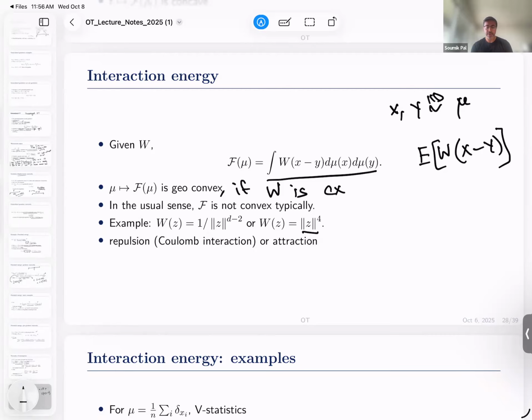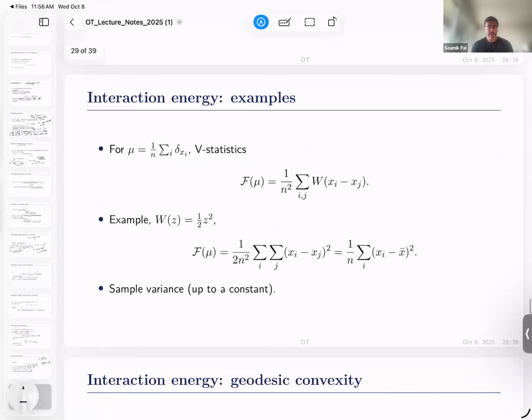So this is a very common interaction in physical models. They also come up in statistics. You may have heard of this very common model estimate in statistics called U statistics and V statistics. So V statistics are actually this one.